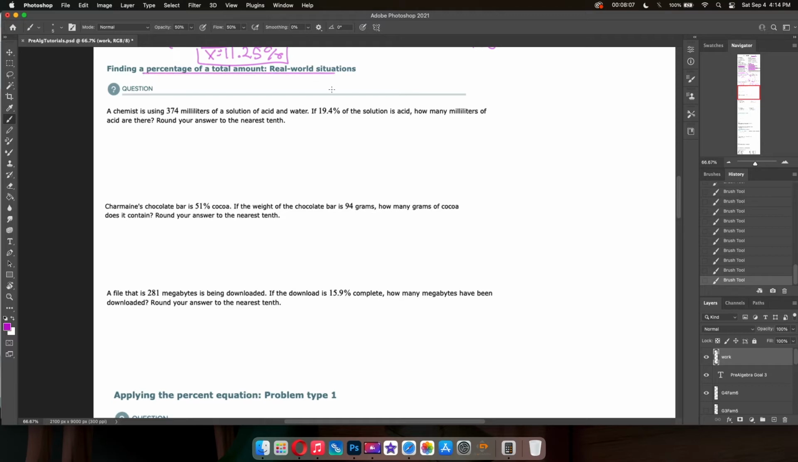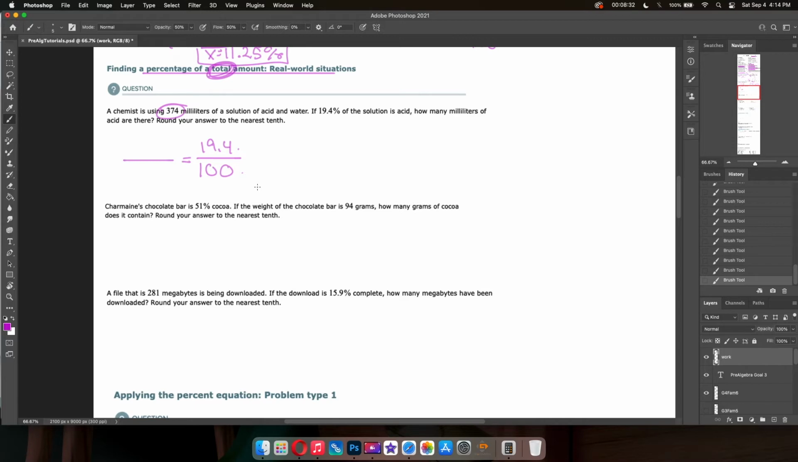Now, finding the percentage of a total amount. So total amount is going to be our hint right here. What that means is every number they give us that's not a percent, because it's a total, is going to go on the bottom of our fraction. But just in case I'm wrong, let's double check. We have 19.4%. It's always percent over 100.